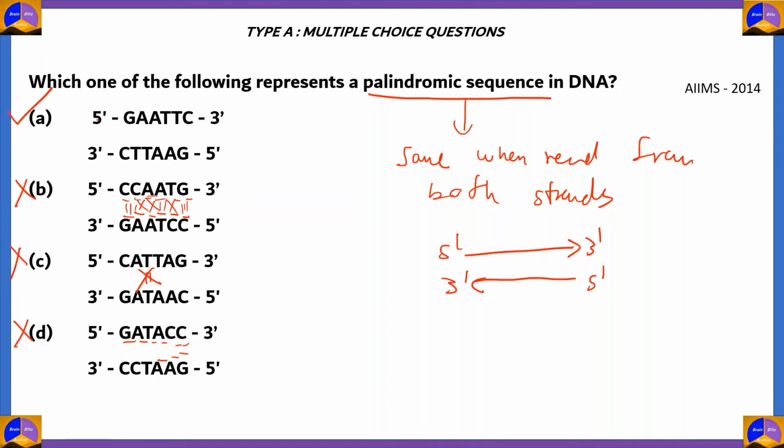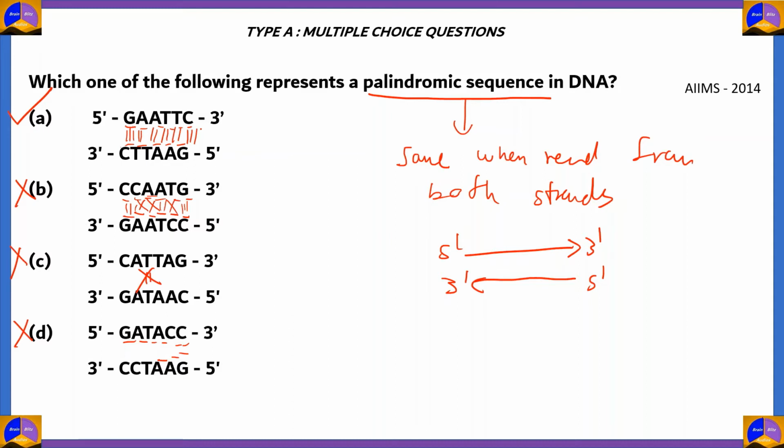The right answer is option A, which is GAATTC on both ends. See, GAATTC, GAATTC. G triple bond C, A double bond T, A double bond T, T double bond A, T double bond A, C triple bond G. So the nitrogenous base bonding is also correct, and they are read the same on both strands. As we move along both strands, it is read the same way. So option A gives you a representation of a right palindromic sequence.